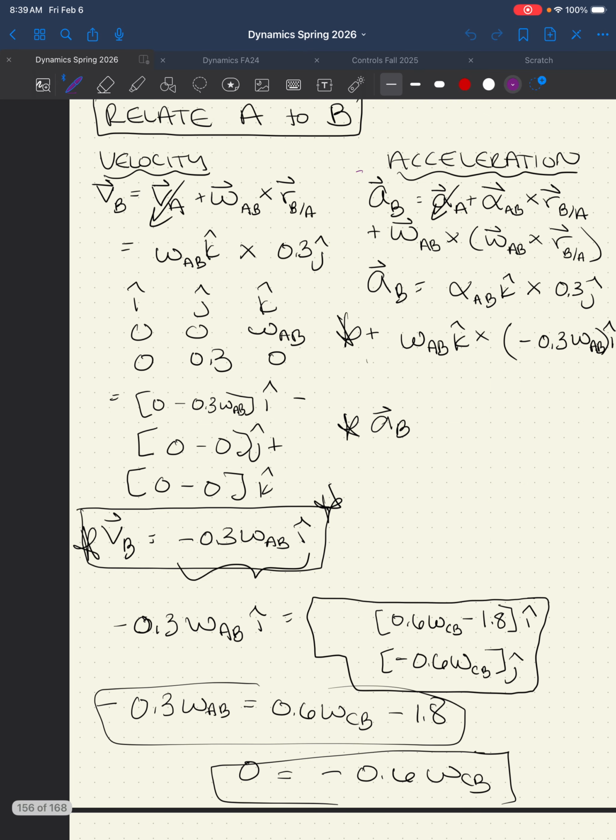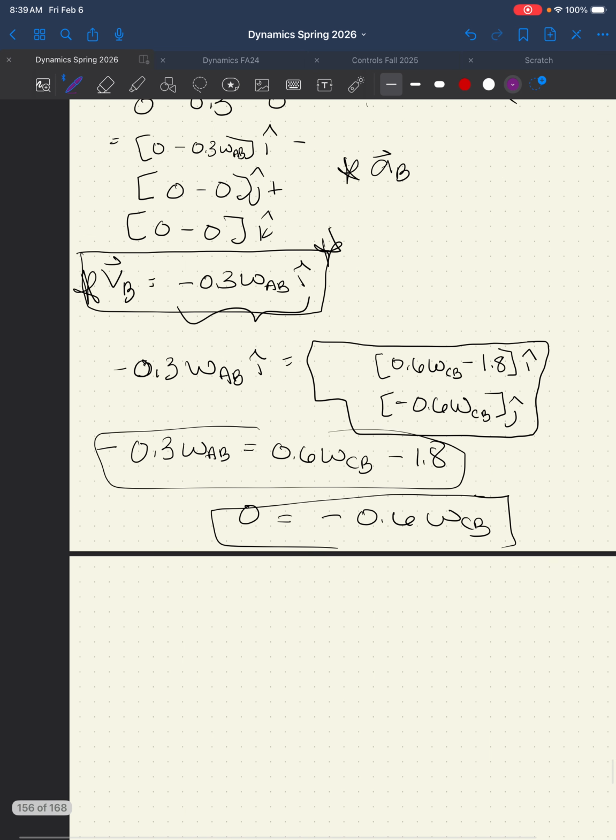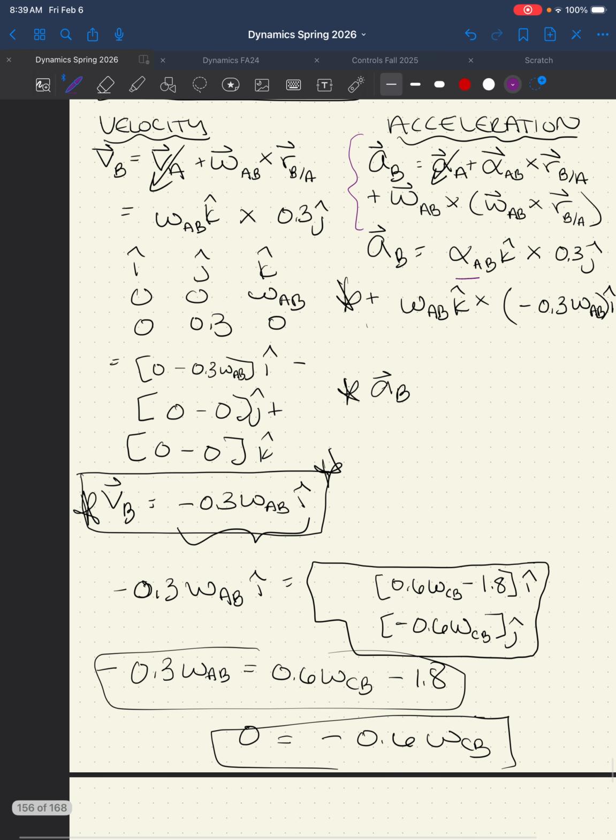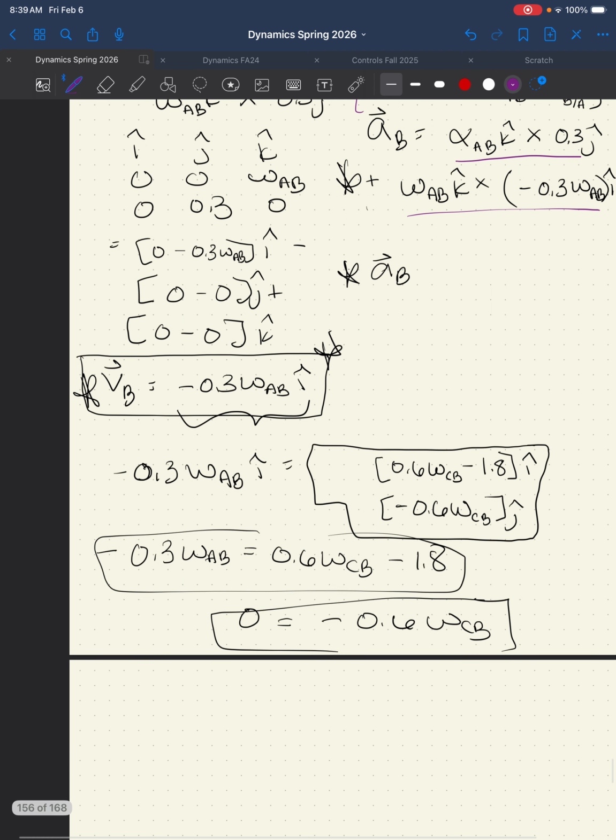We filled out our acceleration equation that relates A and B, but I did not get a chance to do the cross products. So let's do that now. I'm going to give a little space. This will be the first cross product, and then this will be the second cross product. So I'm going to do I, J, K, 0, 0, alpha AB, 0.3, 0.